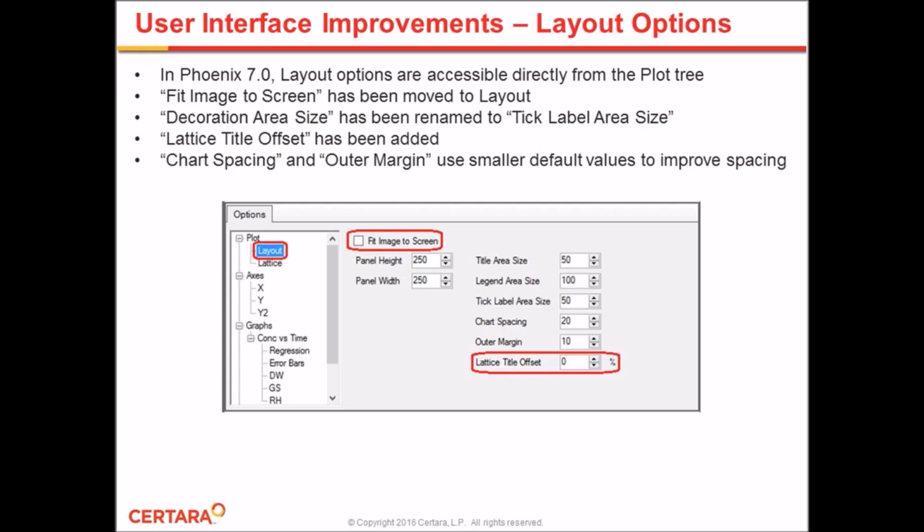We renamed decoration area size to tick label area size to give a better indication of what that spacing is for. We've added lattice title offset. And we decreased the defaults on chart spacing and outer margin to give a better improvement on the spacing of the plot. You can always change these options to make them larger if you want.